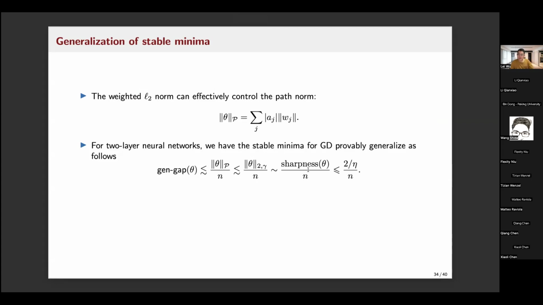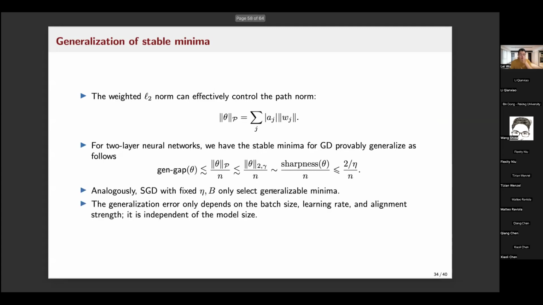Because of stability, for the stable minimum of GD, the sharpness is smaller than 2 over the learning rate eta. So the stable minimum of GD solutions is bounded by 2 over the learning rate, divided by the sample size. So no matter how over-parameterized our model is, as long as you are using a finite learning rate eta, the GD solutions must generalize well, without dependence on the sample size, the parameter size, or the input dimension. And similarly, you can get a similar guarantee for the SGD solutions.